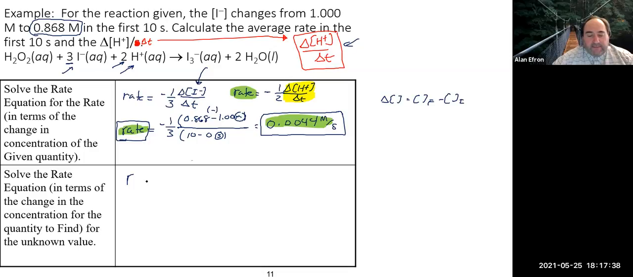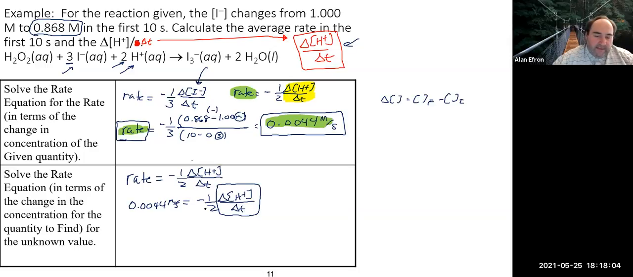So now focusing on the H plus relationship, 1 over 2 change in concentration of H plus over the change in time. Putting in our numbers, 0.0044 molar per second is equal to minus 1 over 2 change in the concentration of H plus over the change in time. Remember, we are interested in this guy right here. That means to get it by itself, we need to multiply by 2, which is a very common error people make. They divide when they should multiply, and multiply when they should divide. Thinking mathematically, to get that 2 to the other side, you need to multiply. Also really important, you're not just multiplying by 2, there is a negative there as well. So you're multiplying by negative 2, which gives us minus 0.0088 molar per second as the change of H plus over the change in time.